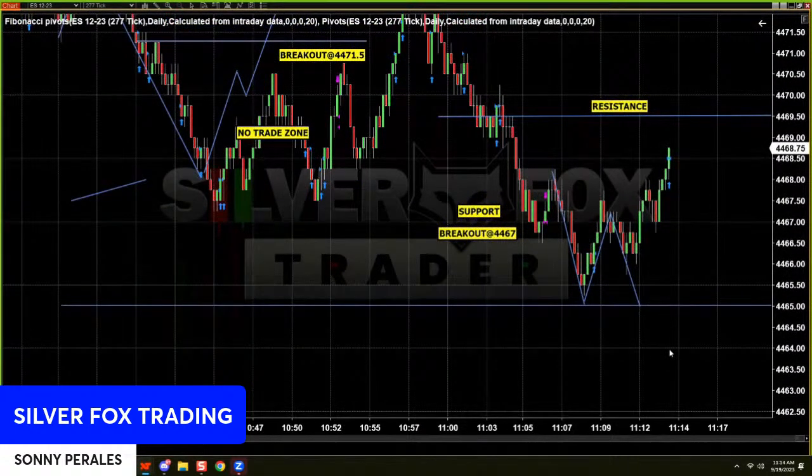Let's see how far this is going to go. All right, we're going to take a break here real quick, guys. So you got resistance here, so price has to go through resistance to retrace.